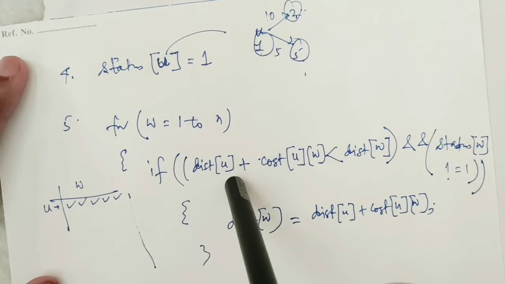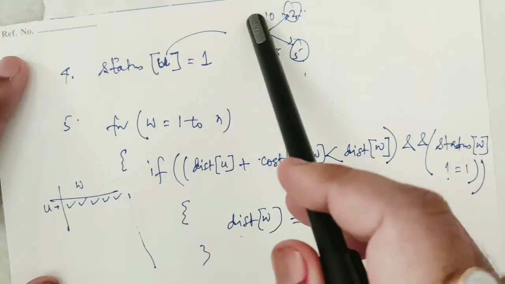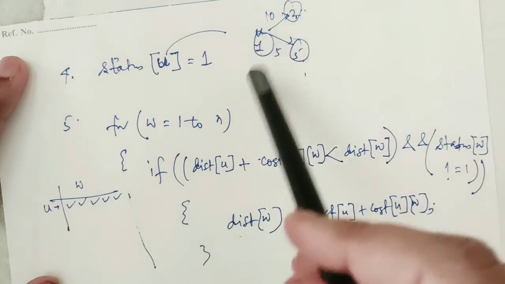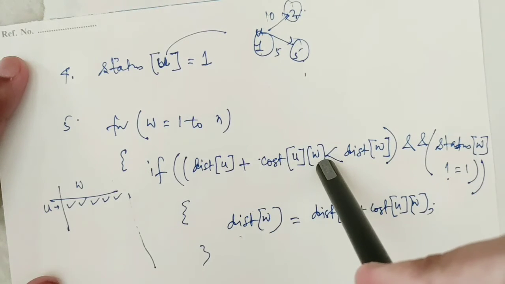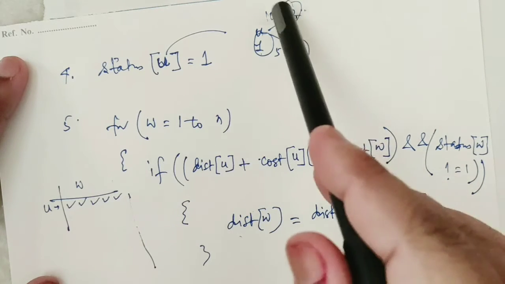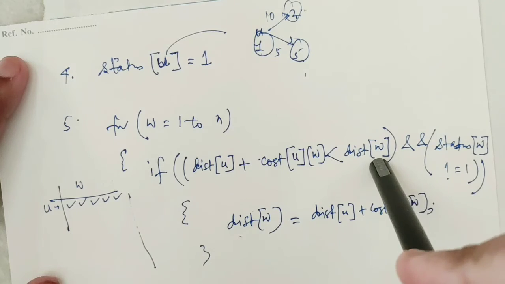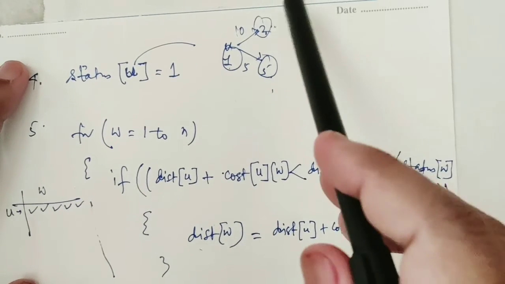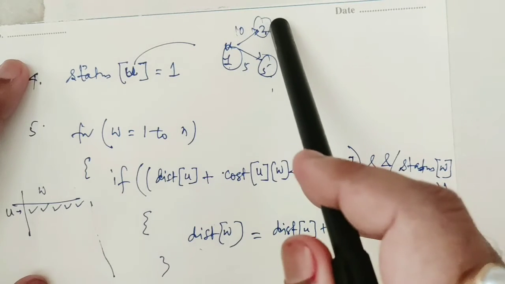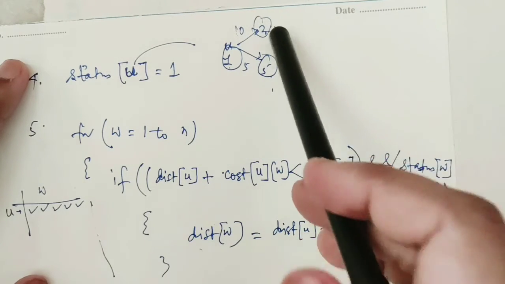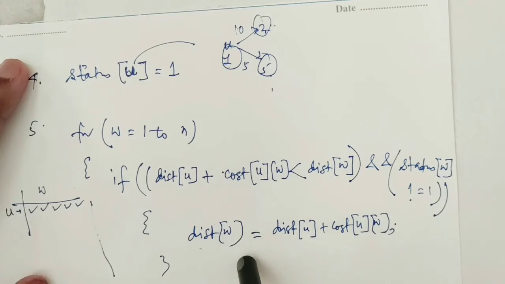So dist of u, that means shortest path estimate for u, plus the distance from u to w, that is cost of uw, less than dist of w. This is the simple formula of relaxation, and you have to judge whether the status of w is not equal to 1. That means it is not yet visited, an unvisited adjacent. Then dist of w equals dist of u plus cost of uw.